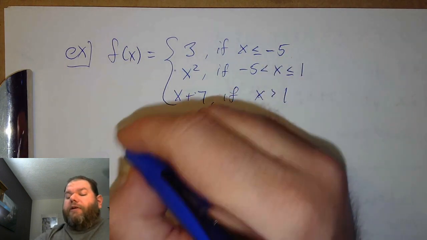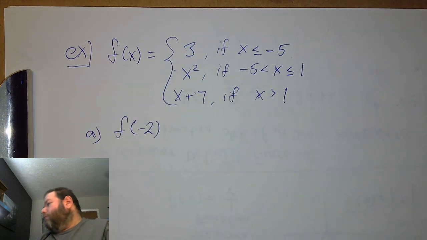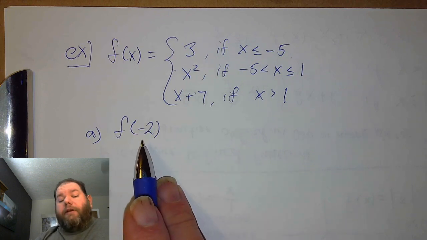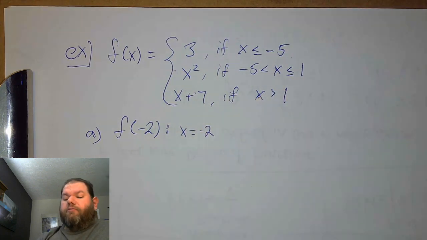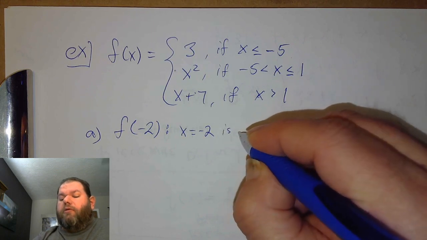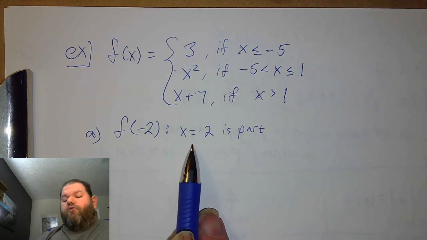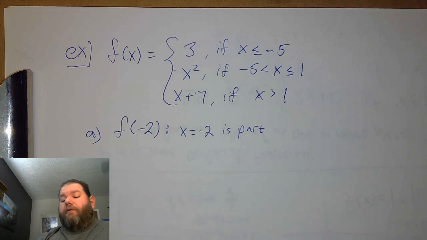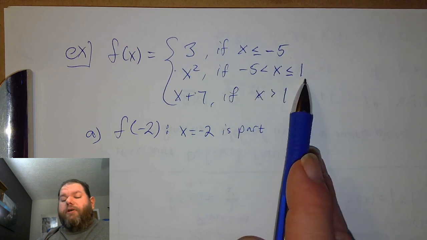So what if we wanted f of negative 2? That means we're plugging in x equals negative 2. And we have to choose which of these 3 pieces of the domain this negative 2 is part of. Is it less than or equal to negative 5? Is it between negative 5 and 1? Or is it greater than 1?